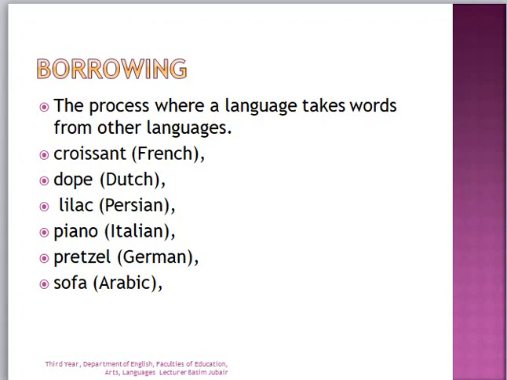Dope from Dutch, lilac from Persian, piano from Italian, pretzel from German, and sofa from Arabic. Of course, from Arabic there are so many words. The best examples are camel, which is jamal, coffin, which is kafan, and so on and so forth.